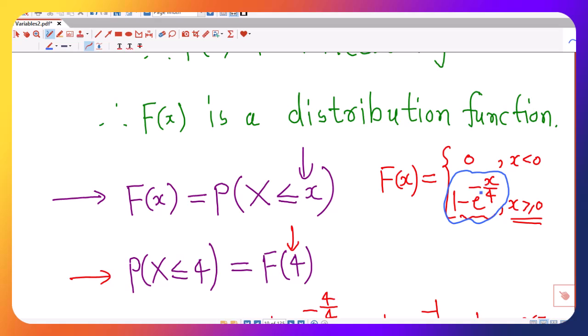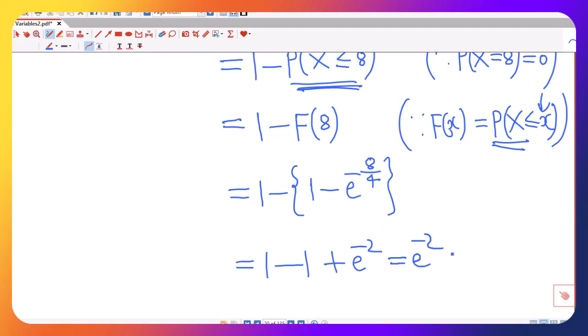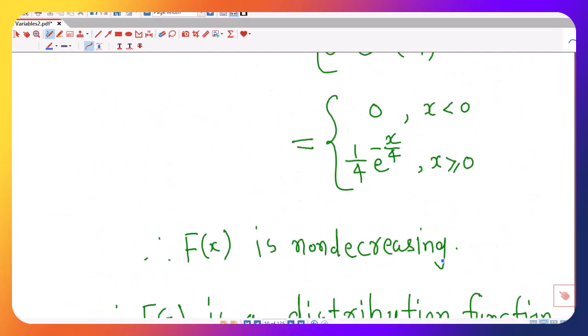I will put x equal to 8 here, and I will have 1 minus e raised to minus 8 by 4. So I am writing 1 minus e raised to minus 8 by 4, and if we simplify this, 1 minus 1 plus e raised to minus 2. So this is equal to e raised to minus 2, and using the scientific calculator I will obtain e raised to minus 2 as 0.1353 up to 4 decimal places.